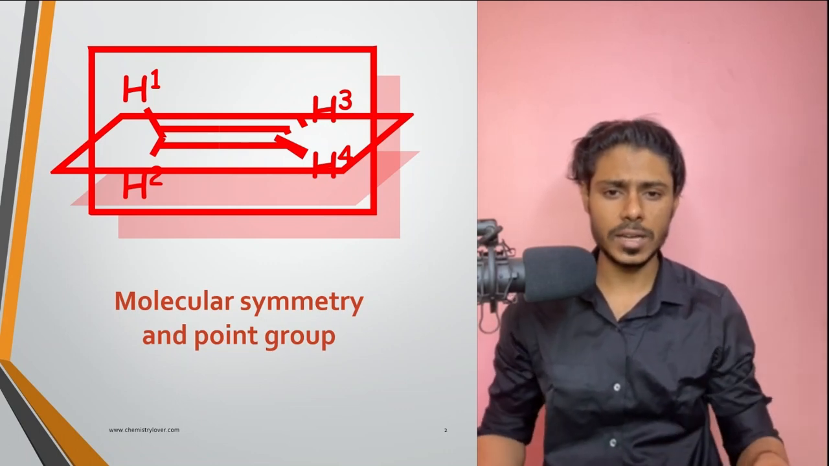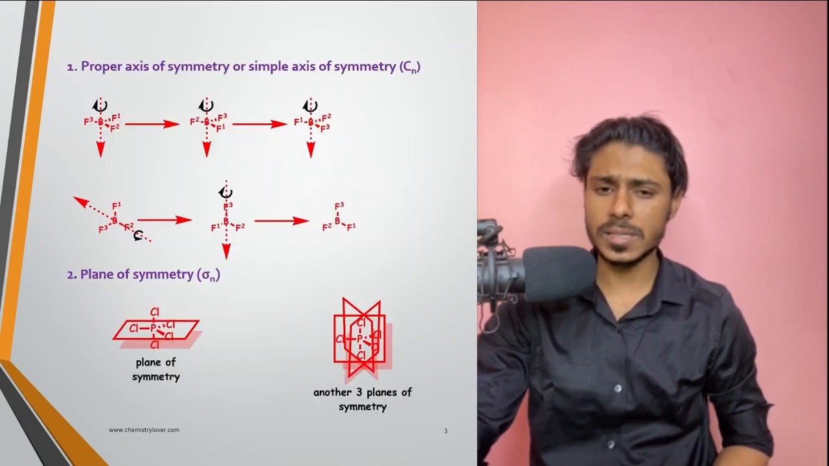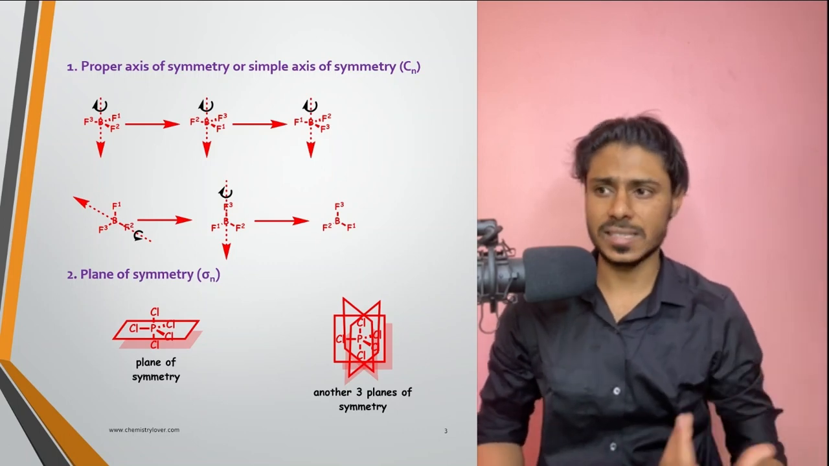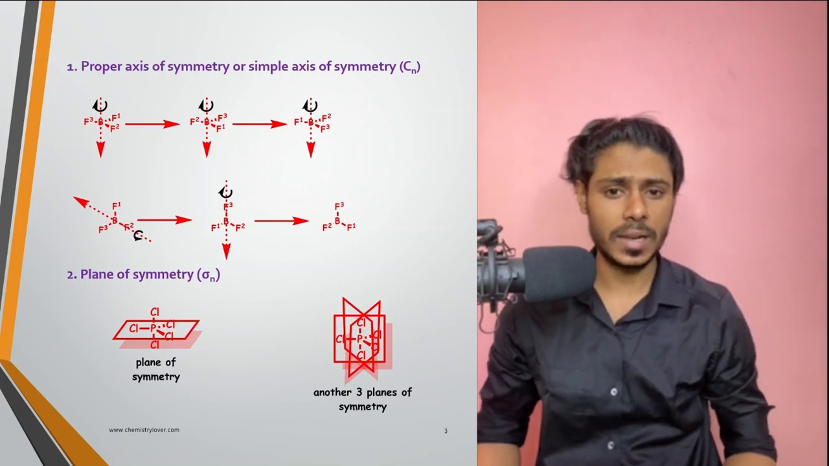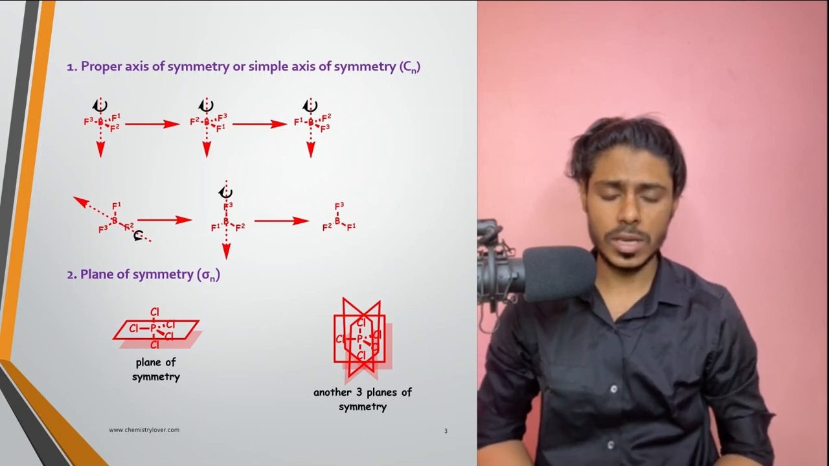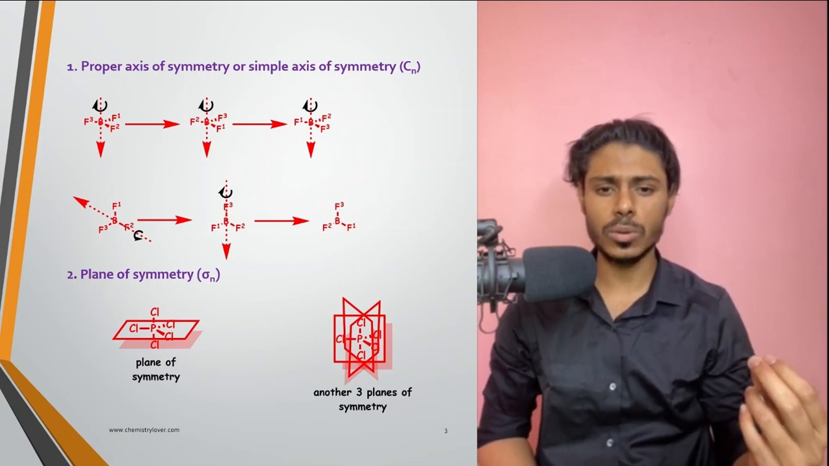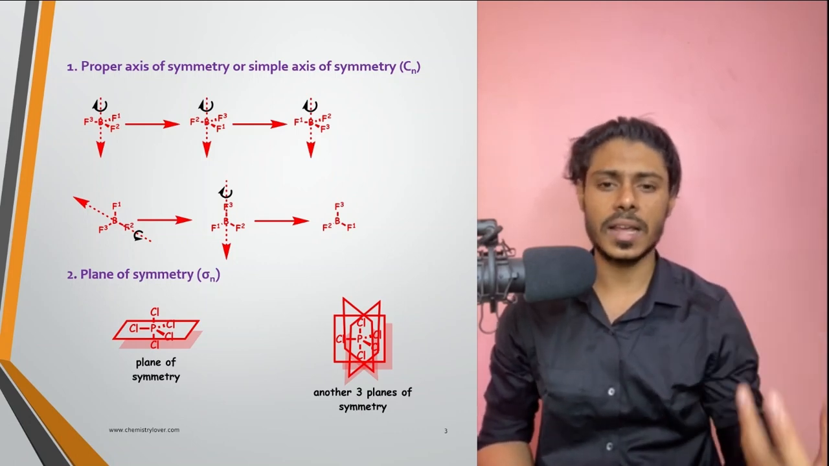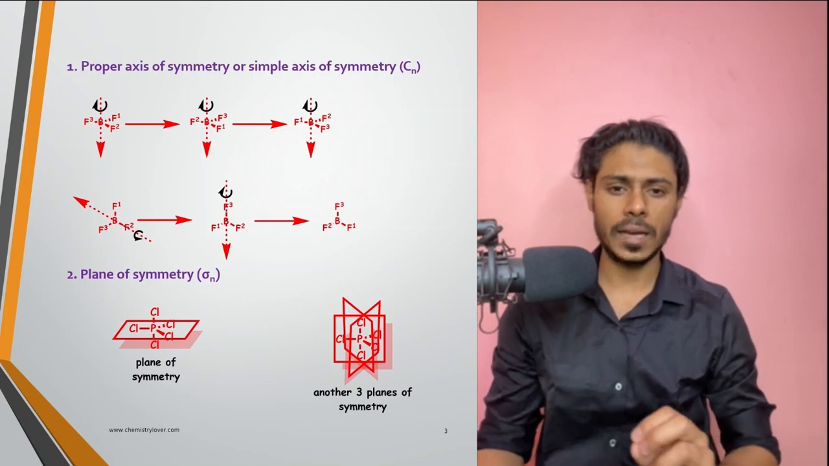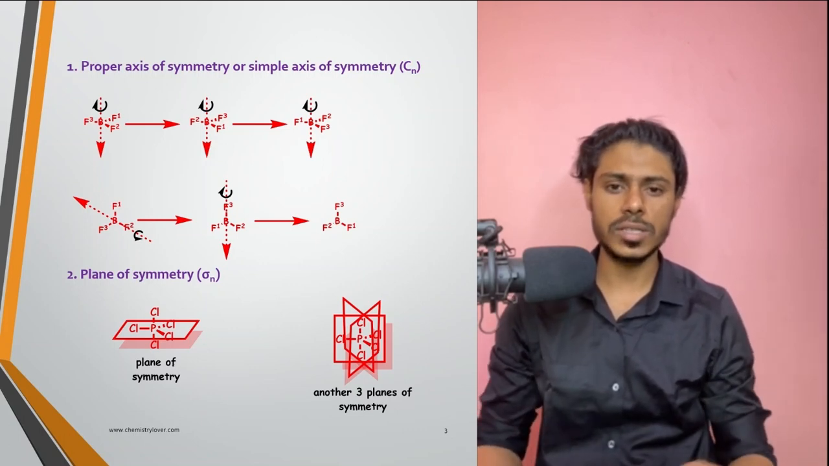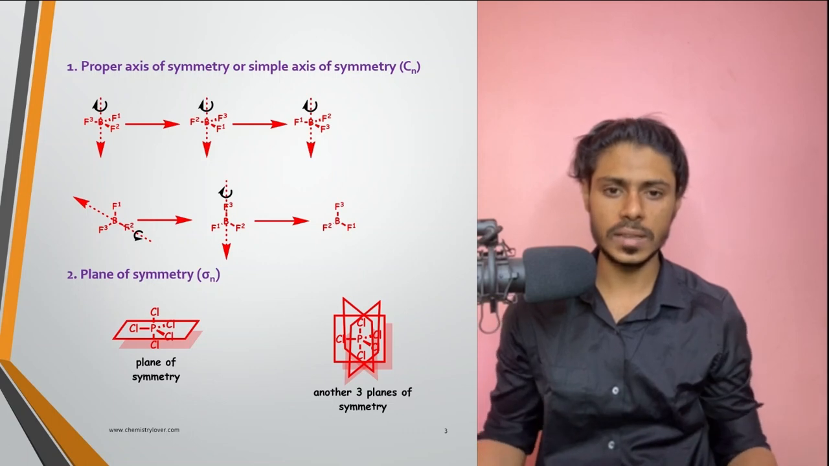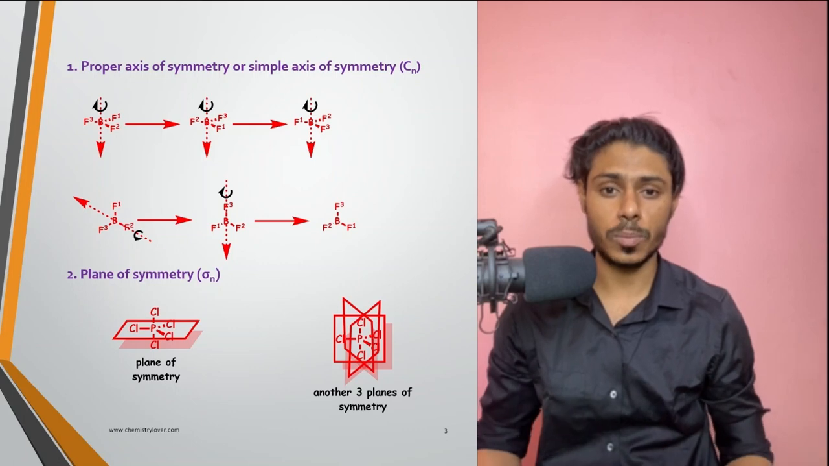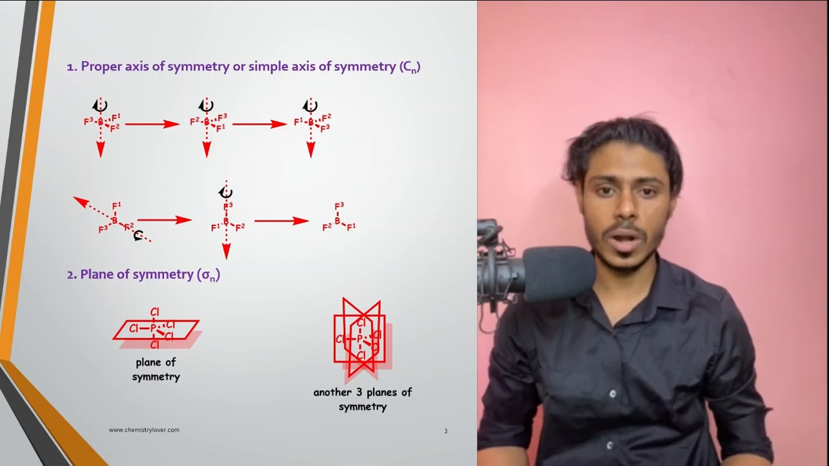So we have several kinds of symmetries. The first symmetry which we will talk about is the symmetry of axis, that is proper axis of symmetry or simple axis of symmetry. What is meant by that? If you have a molecule and you rotate it through a particular axis, and on doing so you get a similar arrangement of the molecule, that is, after the rotation you cannot distinguish between the two arrangements, you think that these two are same, then this is called symmetry of axis or proper axis of symmetry, and this operation is called proper axis of symmetry.